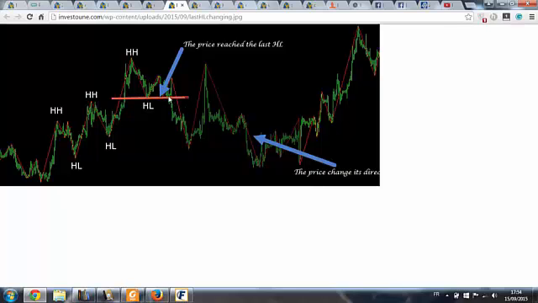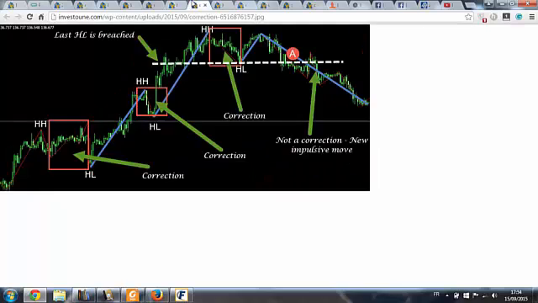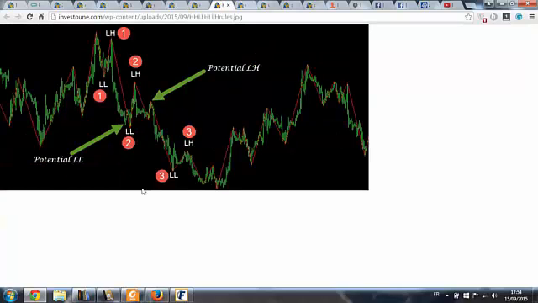Then enter the market here, and then exit the market if the first higher low is broken by the price. And here just enter the market also if the high low is broken for a downward trend. If the last lower high is broken by the market, just enter the market here and exit the market once you see that the price will again reverse the direction.